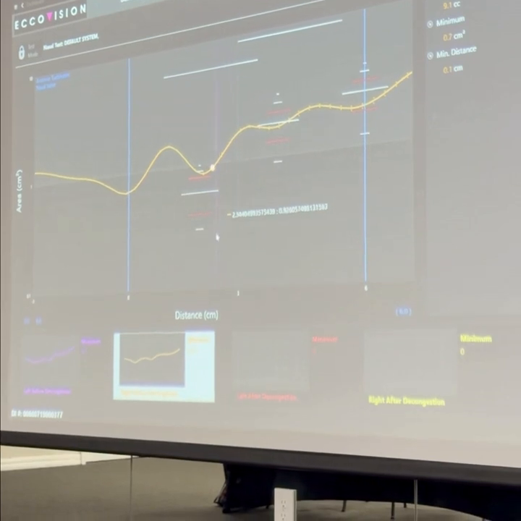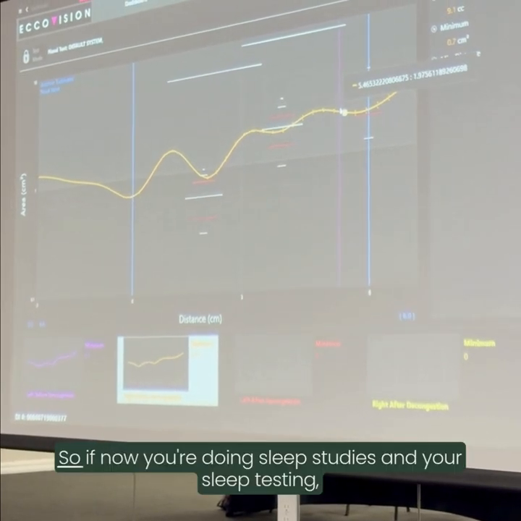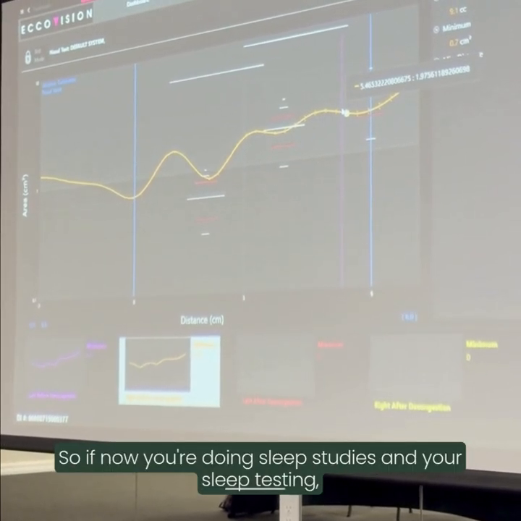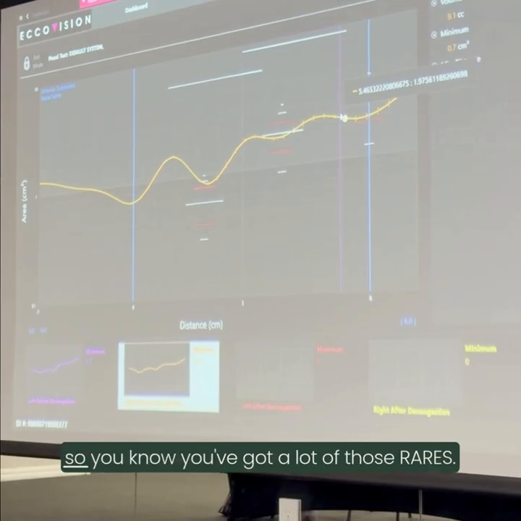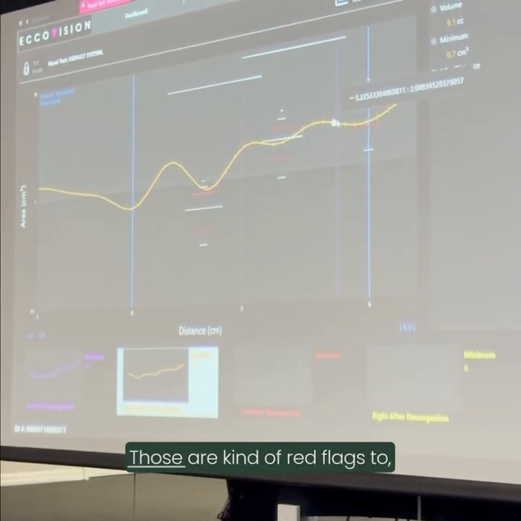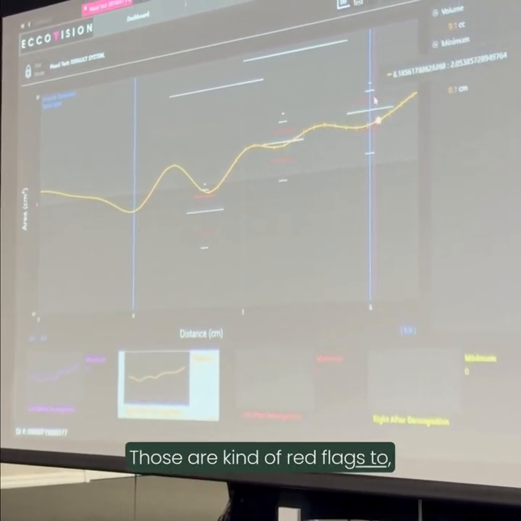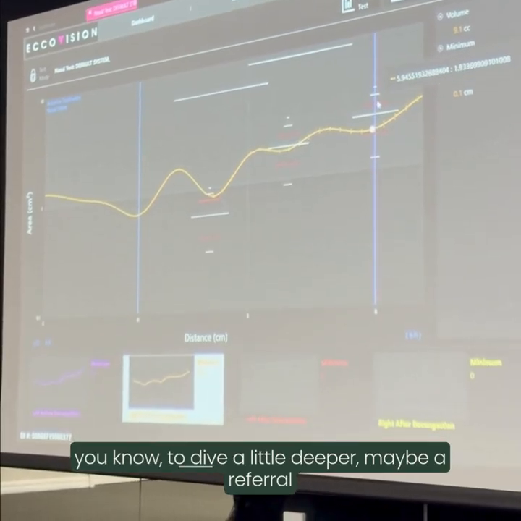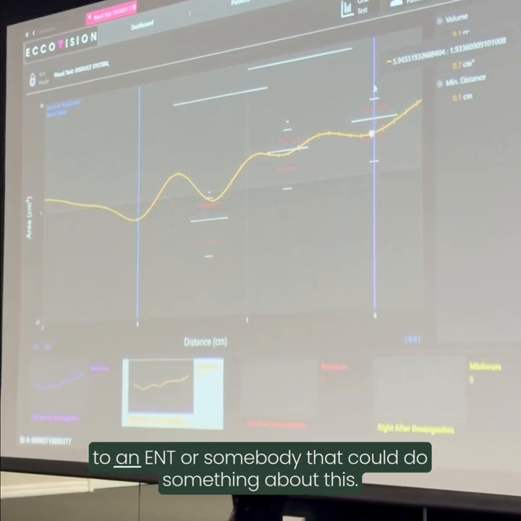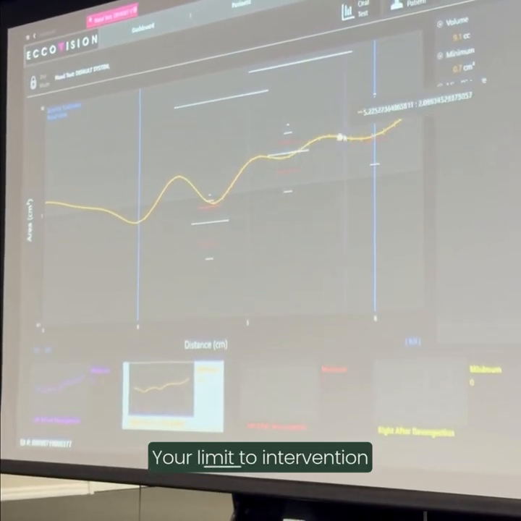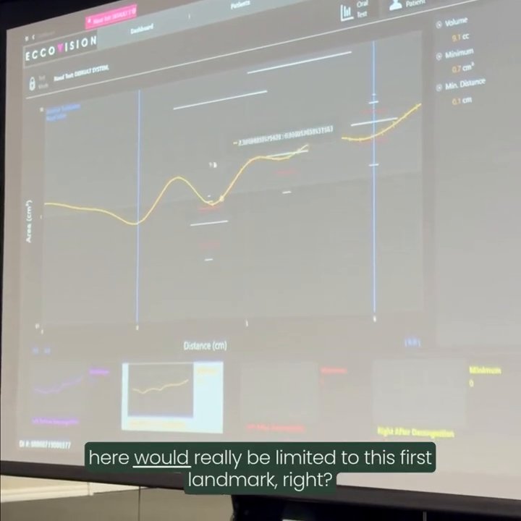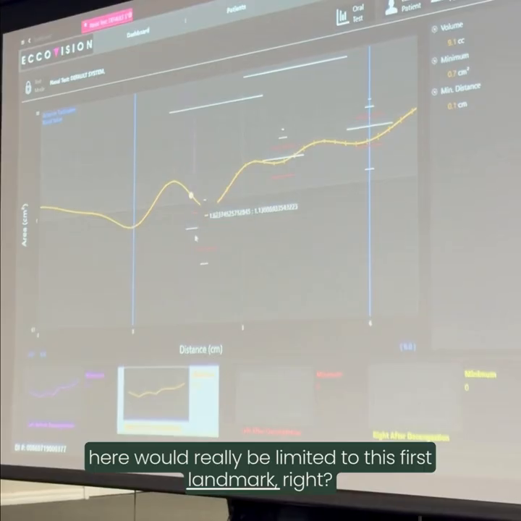So if you see chronic obstruction here, and you're doing sleep studies and your sleep test shows a really low AHI but a super elevated RDI, you know you've got a lot of those RARAs. Those are red flags to dive a little deeper, maybe a referral to an ENT or somebody that could do something about this. Your intervention here would really be limited to this first landmark, right?